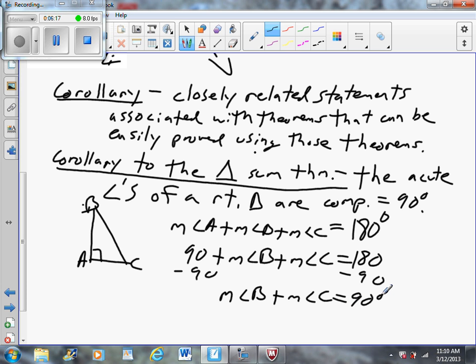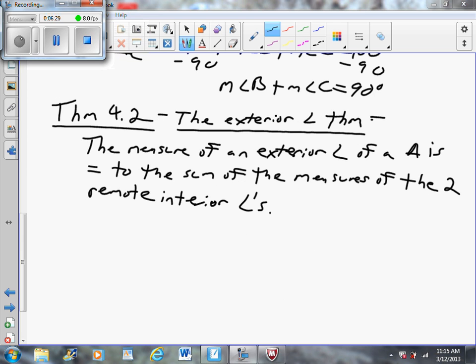So that means the measure of angle B plus C, we may not know what the individual measures are, but we know that in a right triangle, these angles have to equal 90 degrees, correct? Okay.